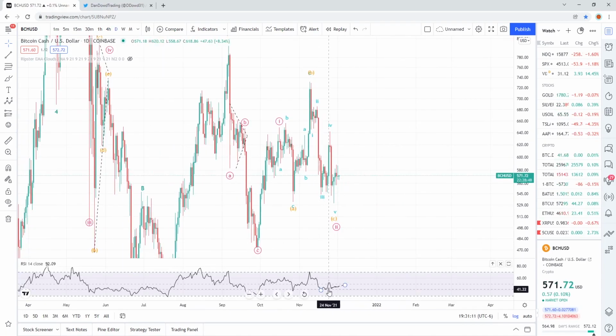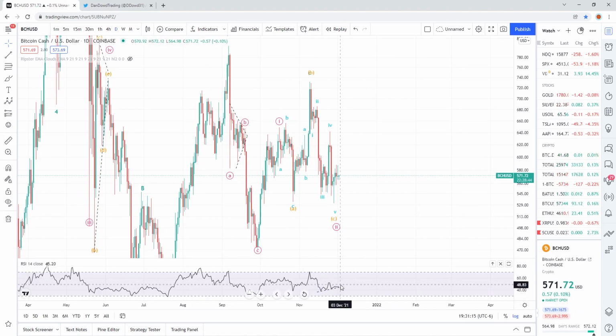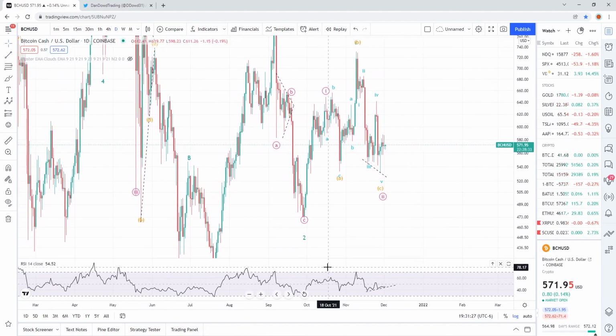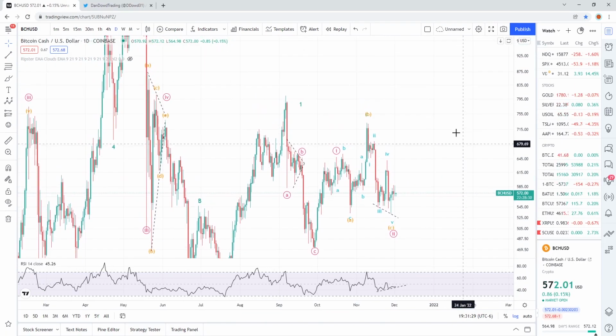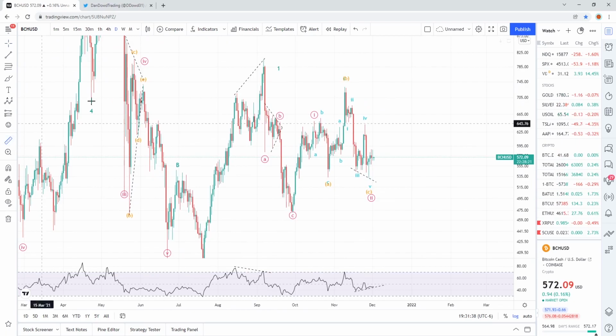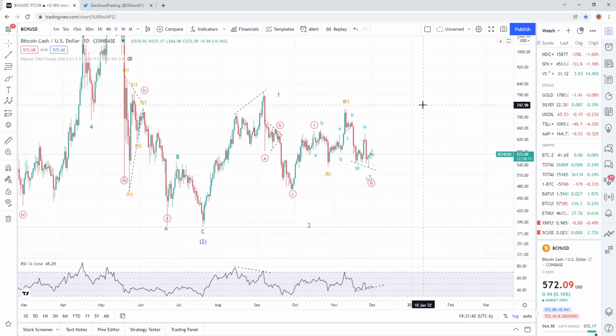Also, if we take a look at the daily time frame, we are seeing some bullish divergence on the RSI indicator, and that's when the price makes a lower low and the RSI makes a higher low, and this is just a reversal indicator. As you can see, we had some bearish divergence at this top over here, and that's when the price action made a higher high and the RSI made a lower high, and this indicated a reversal leading to a 40% plunge in Bitcoin Cash.